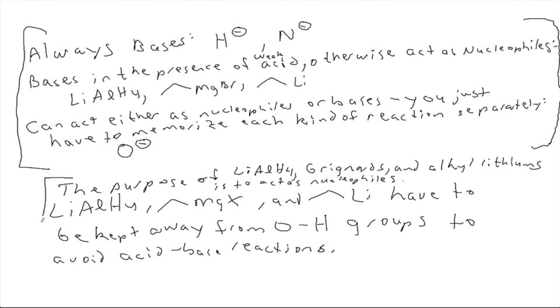All right, tell me when you have this in your notes. Okay. So these are reagents that chemists use because they want them to act as nucleophiles. But they have a drawback, which is that they're also very strong bases. So they have to be kept away from acids to avoid acid-base reactions. Well, to put it more simply, what usually comes up in OChem is you have to keep them away from OH groups, because OH groups are acidic. They're only weakly acidic, but that's still too acidic for these reagents.